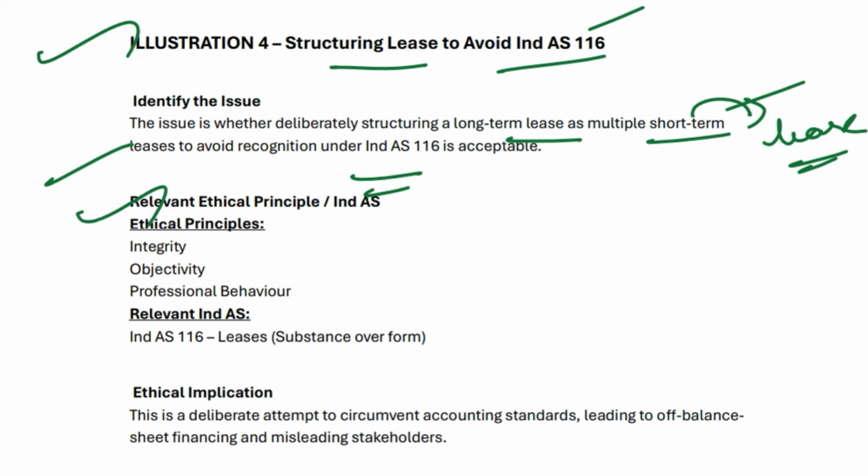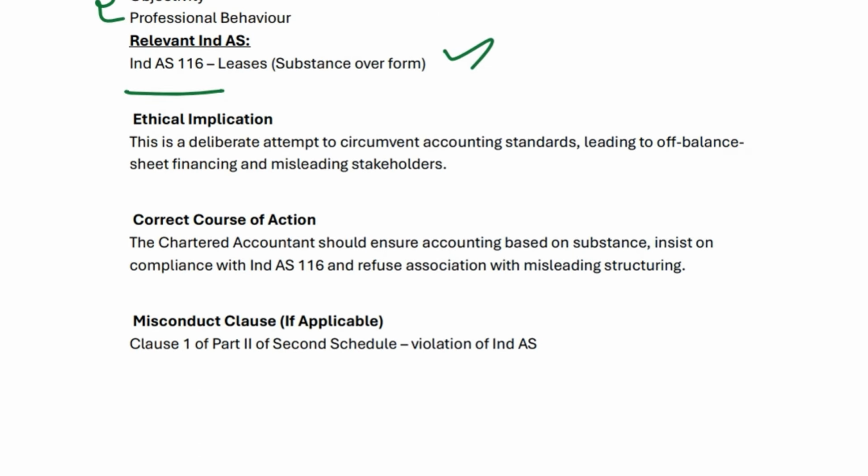Okay, again the relevant ethical principle, you quote these three. Now what is the relevant Ind AS? The relevant Ind AS is Ind AS 116, that is the lease, which is substance over form. Now what is the ethical implication? This is a deliberate attempt to circumvent the accounting standards. First of all, you are going to circumvent the accounting standards. Now you are also leading to off-balance sheet financing, and you are misleading your stakeholders. These are the three ethical implications.